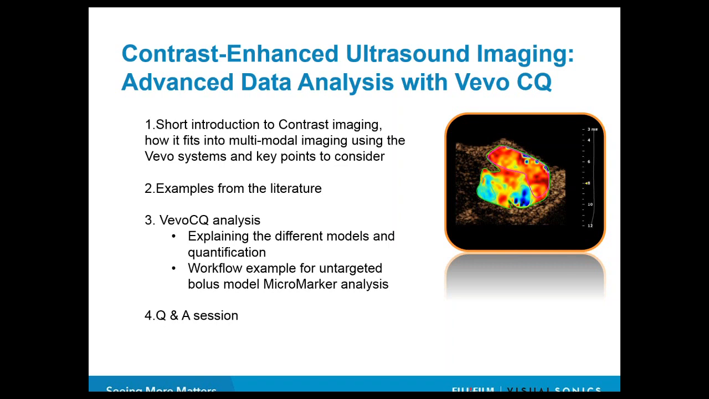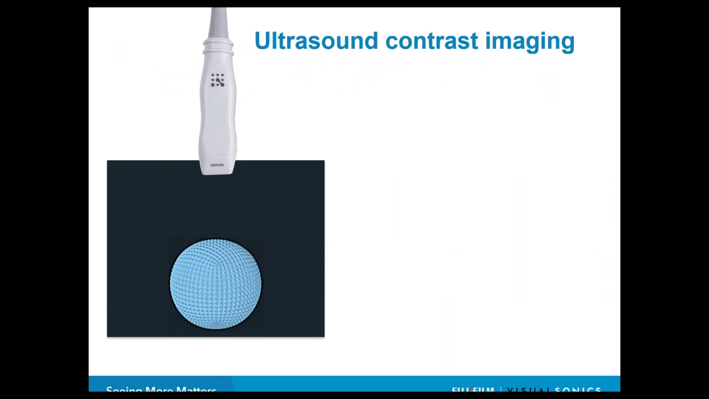What is ultrasound contrast imaging? Well, ultrasound contrast imaging itself is quite simple. We are using a contrast agent, which in our case is a tiny gas-filled bubble. Once this gas-filled bubble is hit by the ultrasound beam, it starts oscillating and gives us a very specific ultrasound signal back, which we can easily detect.